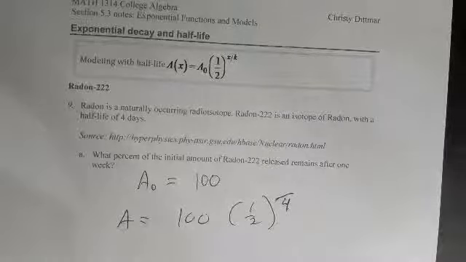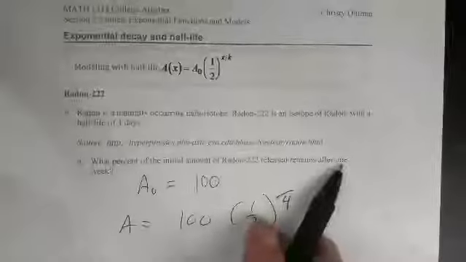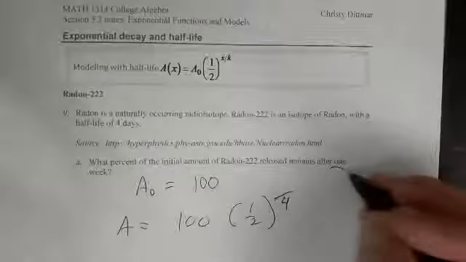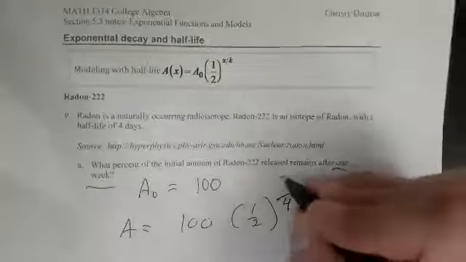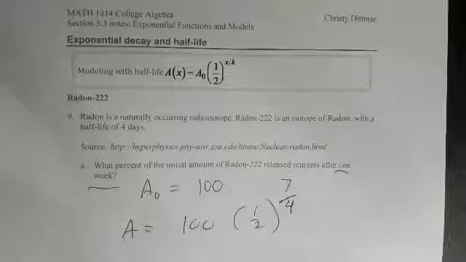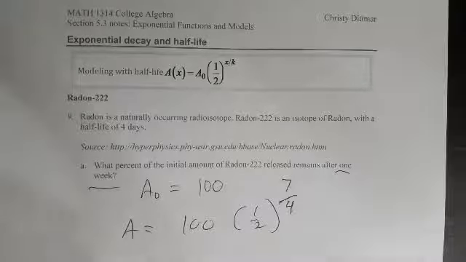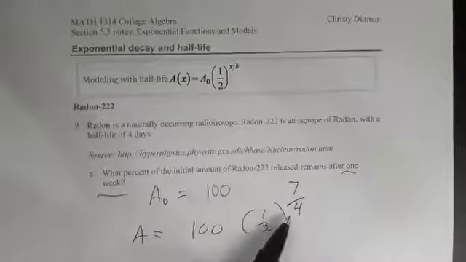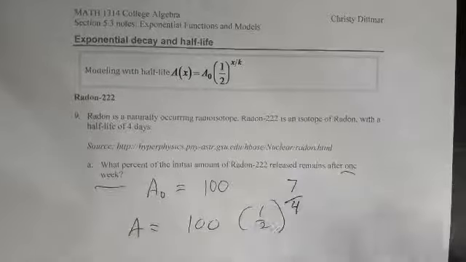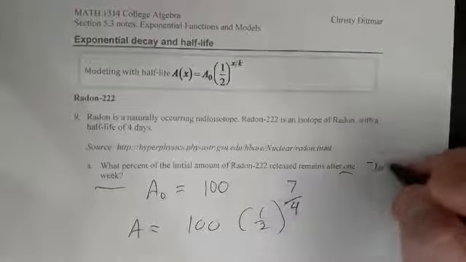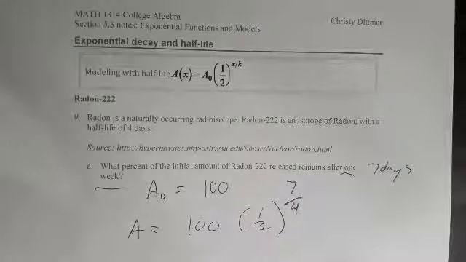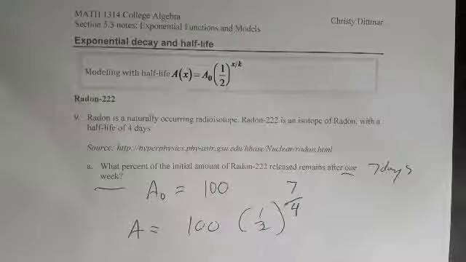The X is the amount of time here. So 1 week is giving me my X value, which has got to be in the same unit that your half-life is in. So 1 week, that's the same thing as saying 7 days. So you have to make sure it's in the same unit as your half-life.